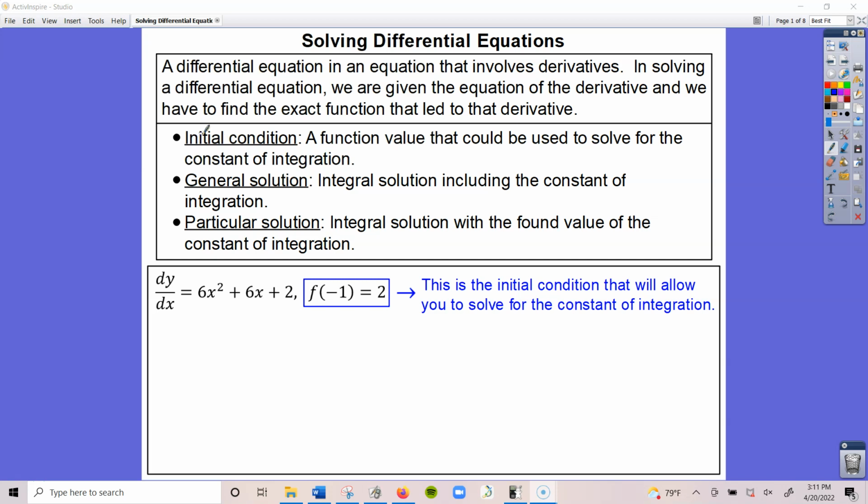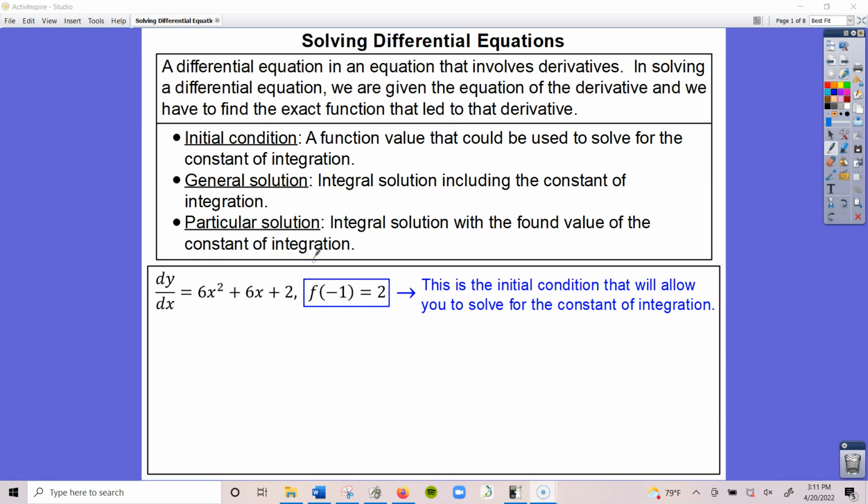We are going to review three different things so that you understand what I'm talking about when I mention them. One is the initial condition. This is a function value that we are going to use to solve for our constant of integration, or c. The general solution is the equation we get once we integrate, and it has the c. And then the particular solution is the one we get when we actually have the c and plug it in. So let's go over what this is going to entail.